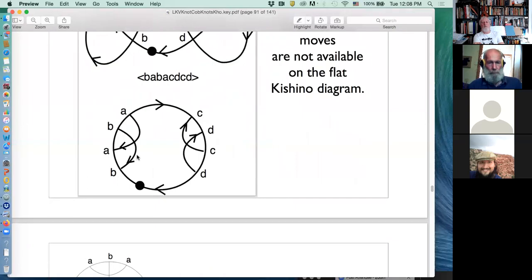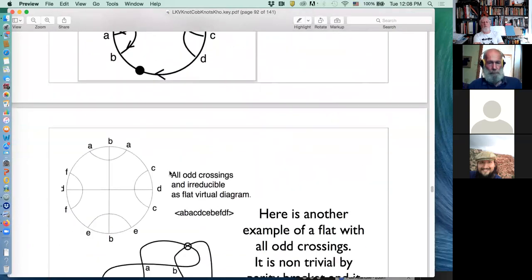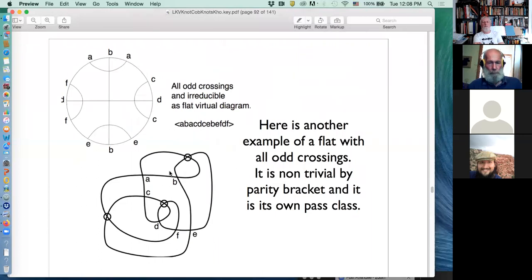Notice the orientations. And you can make other examples. For example, here is a very odd Gauss diagram. Every chord is odd. And if you take a very odd Gauss diagram, then this bracket will just be the graph. And if there are no Reidemeister 2 moves on that graph, then that graph is irreducible. And so the graph itself will be the invariant of the flat knot.